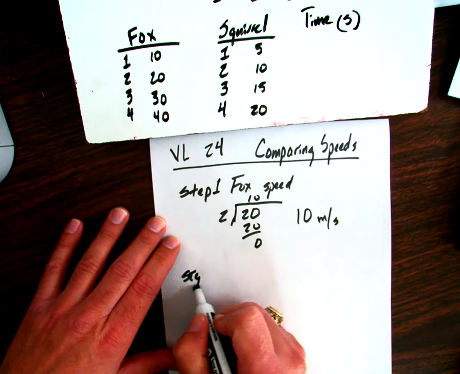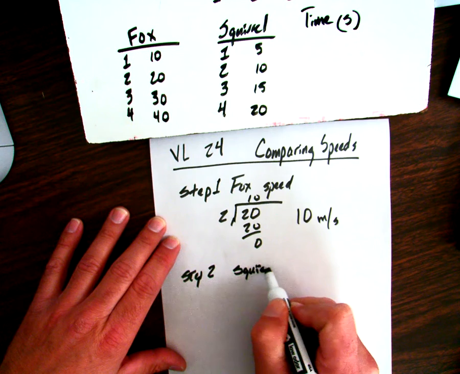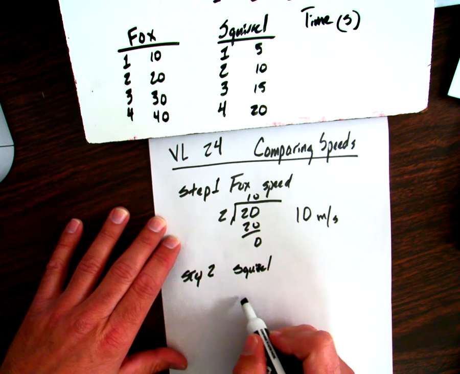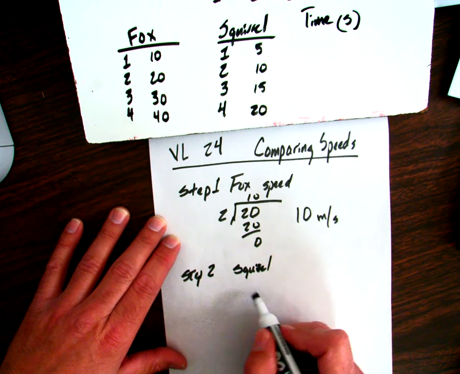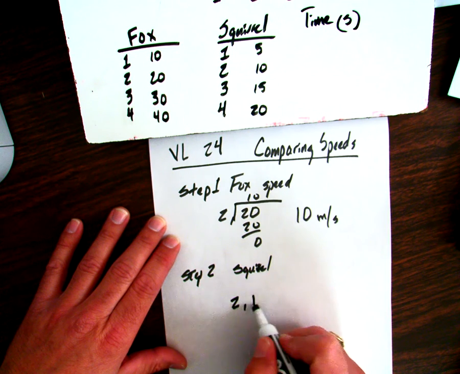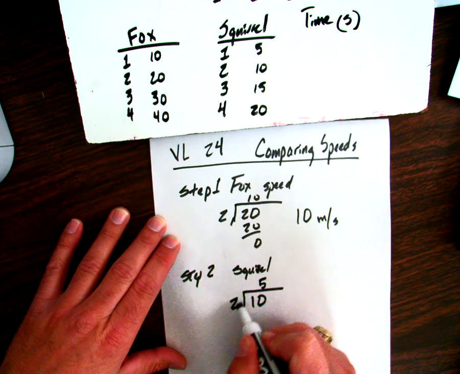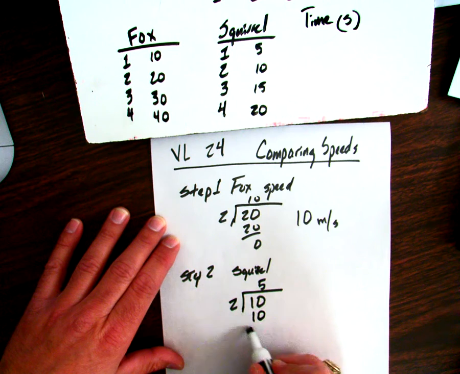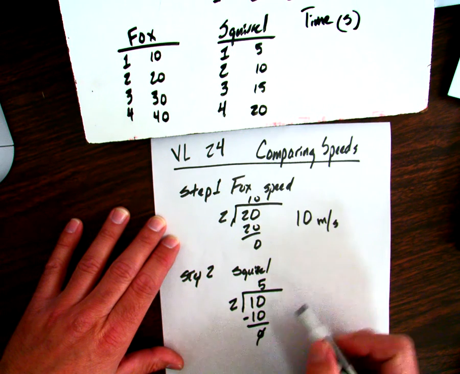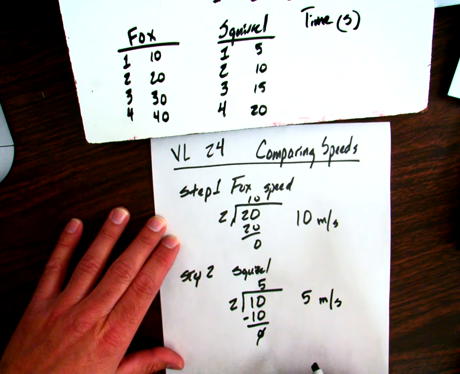All right, step 2 is going to be our squirrel speed. And so we're going to do the same thing. We're going to pick a spot. It's easiest sometimes just to pick the same data points. So we're going to pick 2, 10, and then we're going to box in. So 5 times 2 equals 10. Subtract that out, we have a remainder of 0. So now we have a 5 meter per second speed for our squirrel.